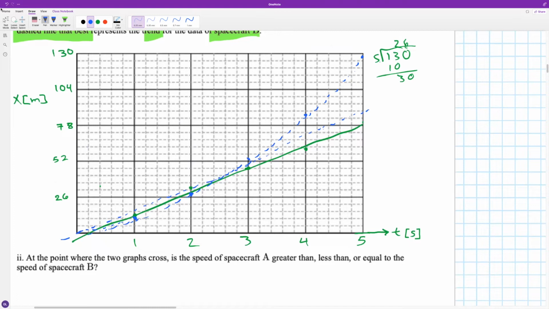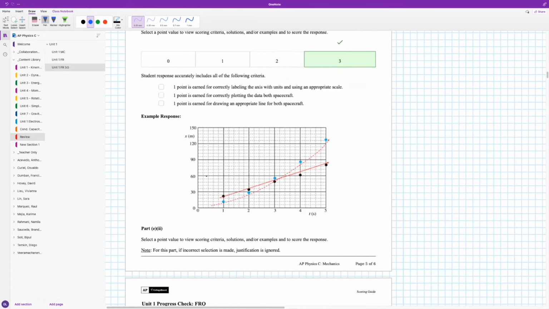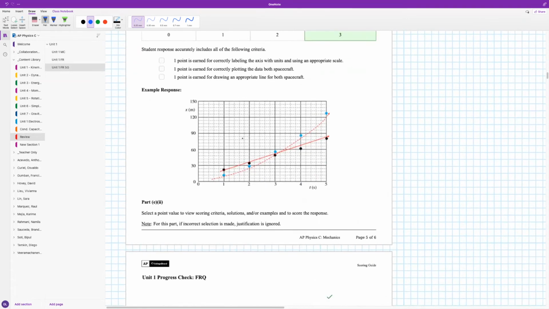Let's go ahead and see what the scoring guide was looking for here. If we notice, they do draw it as a curve. So we were better off going with recognizing that it's a quadratic or a curving function, and not just trying to interpolate between the linear portion, which was from about 0 to 3 seconds.